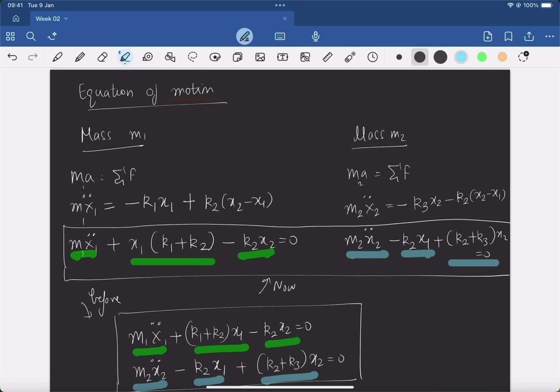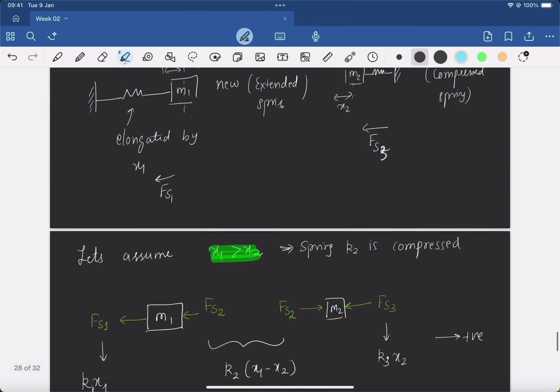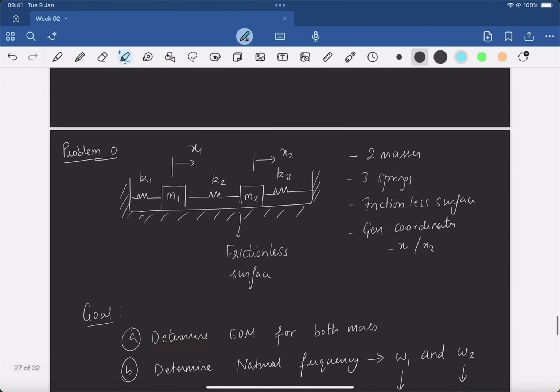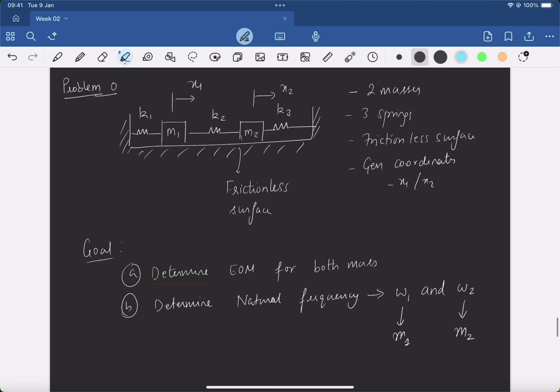I hope this is helpful to understand how to write a free body diagram for a simple problem, how to think about the direction in which the force is acting, and how to determine the equation of motion.